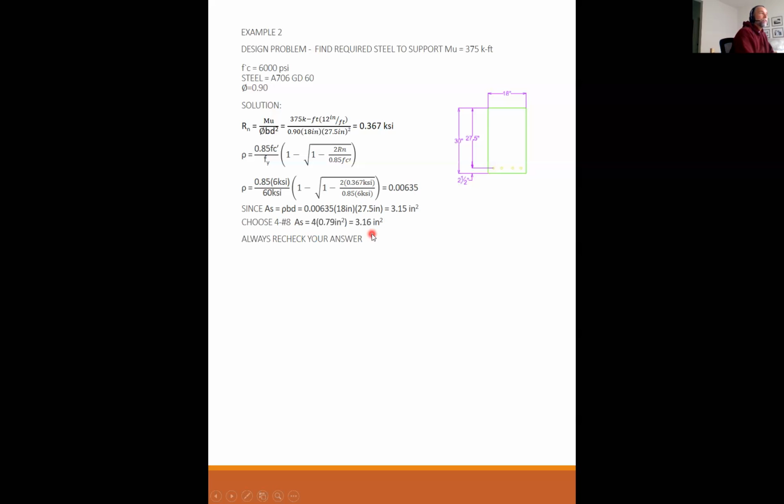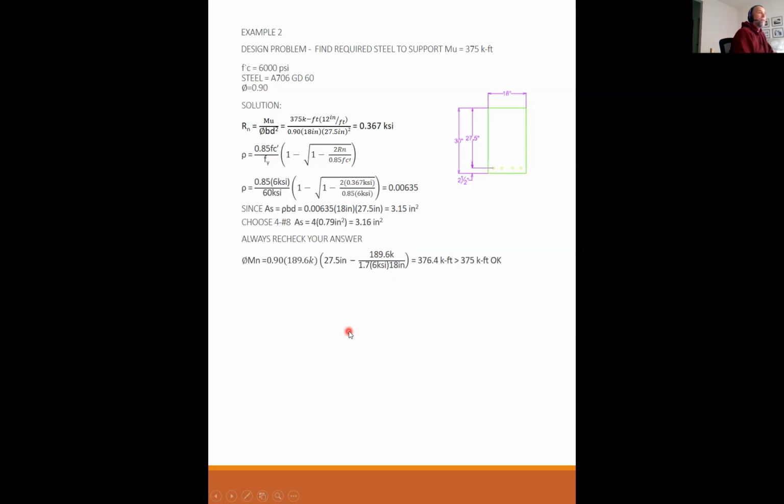Okay. Here is where many students in the past have fallen a little flat. They said, okay, I choose four number 8s, and I get 3.16 inches squared. That's more than 3.15 inches squared. Therefore, I'm good, I'm done. Next problem. Not necessarily so. You always, always, always recheck your answer. So you plug everything back in, and the 3.16 is what we just did in example 1, so I'm not going to recalculate As fy again. These are all the same numbers, but I get 376.4 kip-feet, which is more than 375, just barely. So my beam is okay.